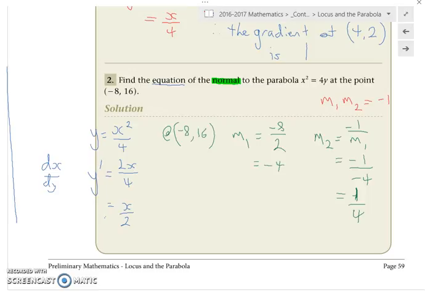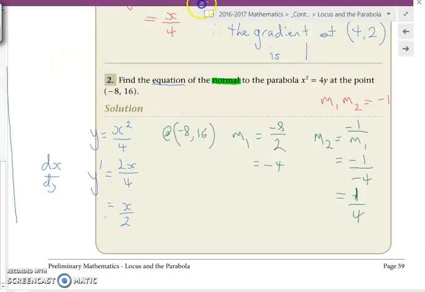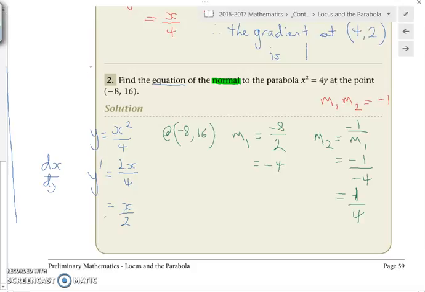I think we should now... What are we going to use? What's the point gradient formula? Don't forget it is on your formula sheet, point gradient. So we've got y minus y1 equals m outside of x minus x1. So we've got y minus 16 equals a quarter outside of x minus or plus 8. Cool. Y minus 16 equals x over 4 plus 2.